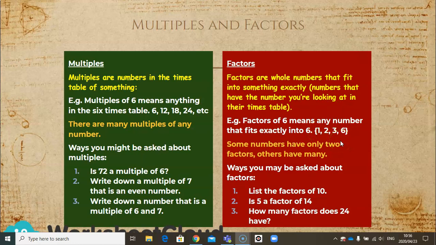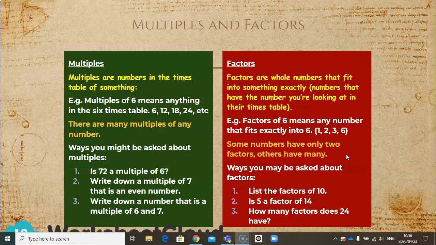Some numbers have only 2 factors, some numbers have many factors. We'll look at finding out what factors of a number are shortly. Ways you may be asked about factors: you might be asked to list the factors of 10, for example, and you have to find all the numbers that fit exactly into 10. We're going to practice that.